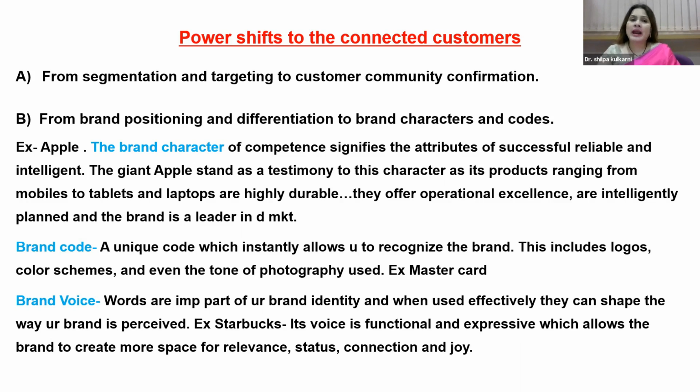When I talk about brand code, it is a unique code which instantly allows you to recognize the brand. The most obvious brand codes come in the form of visual elements, graphics, or even sound, and even sometimes smell. So this includes logos, color schemes, and even the tone of the photography which is used.